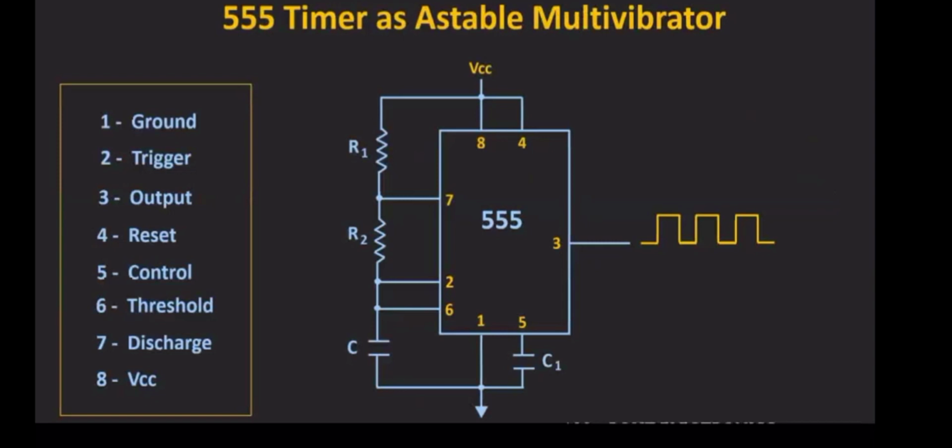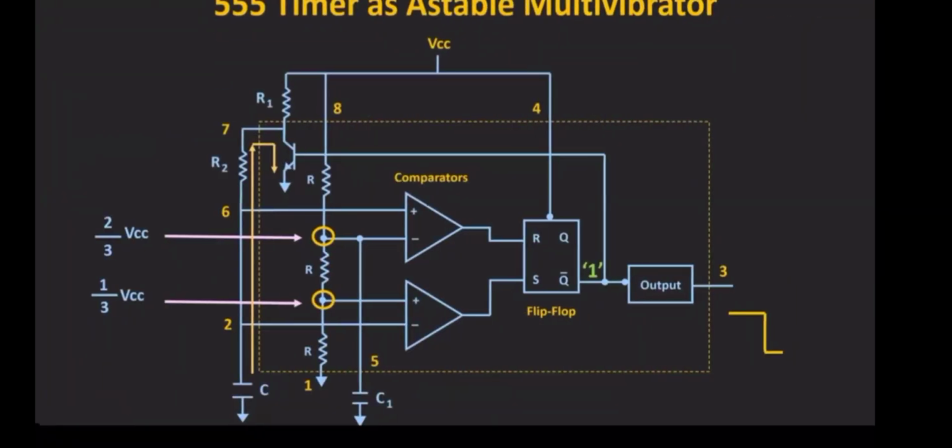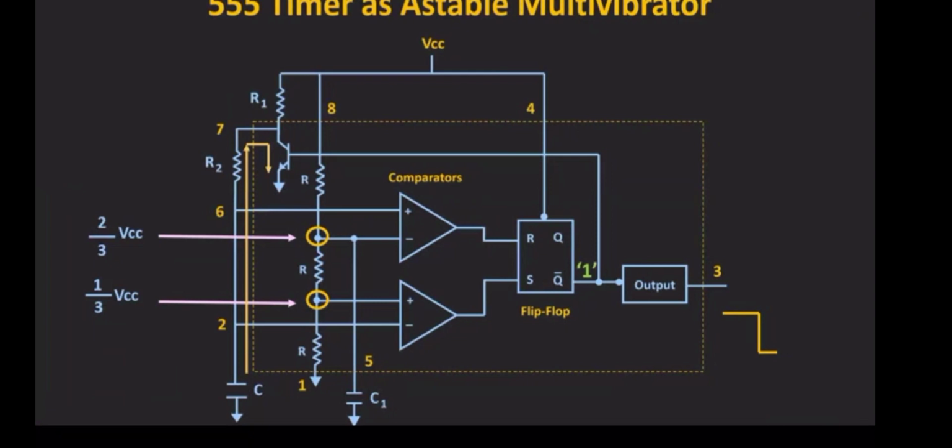Same thing you can copy down in here also. So copy down this 555 timer as astable multivibrator. So always a monostable 555 timer will be explained with the help of internal block diagram and external circuit which is connected.